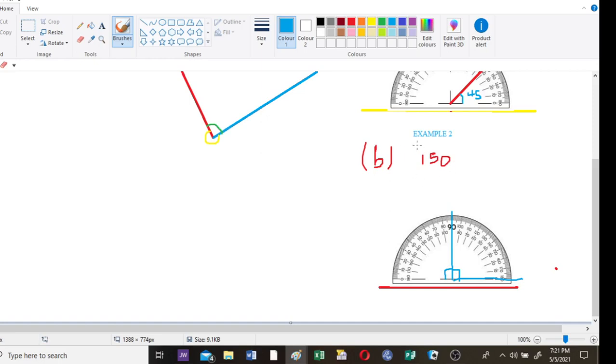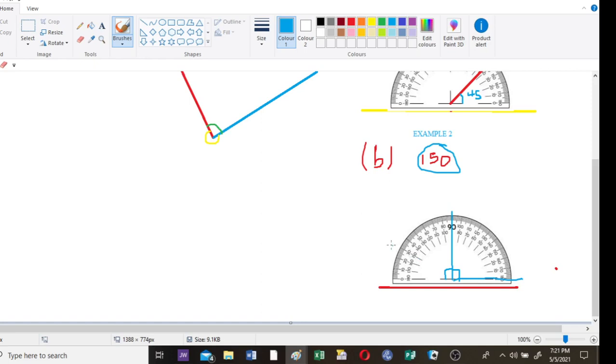Now I want to measure this angle 150. This one here, 150. So we do the same thing. We count from the inner scale, 0, 10, 20, until you find your 150.